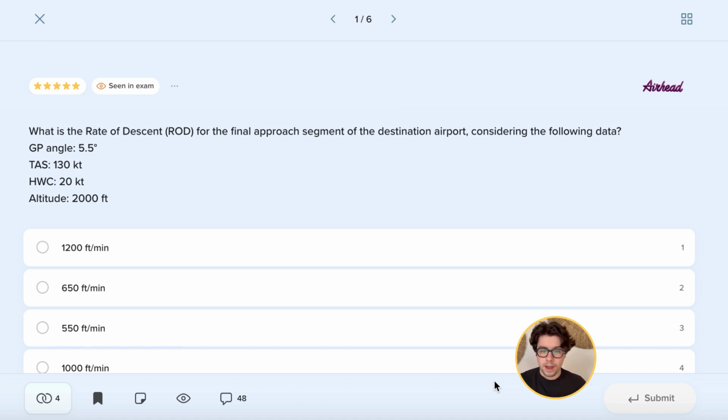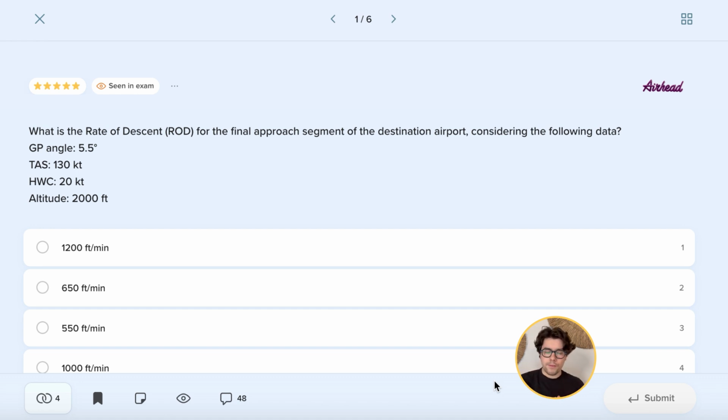What is the rate of descent for the final approach segment of the destination airport considering the following data? So remember that when it comes to the rate of descent questions, the key rule here is that for the most part, the rate of descent is calculated using some rules of thumb. The most popular and widely known one is your ground speed times 5. And this is absolutely true. Your ground speed times 5 will give you your rate of descent. However, it gives you your rate of descent for the standard glide path angle of 3 degrees.